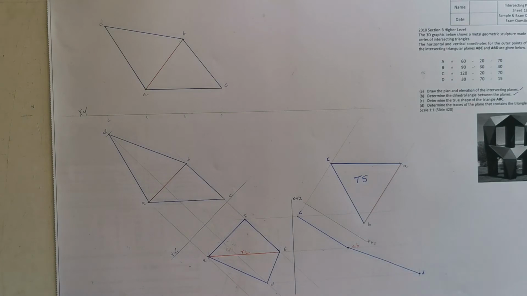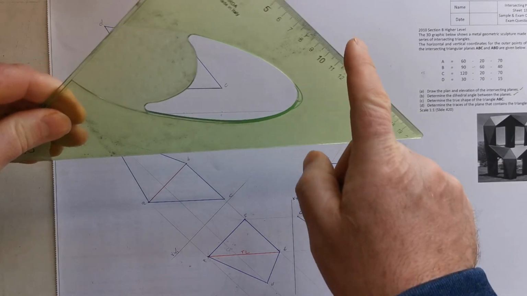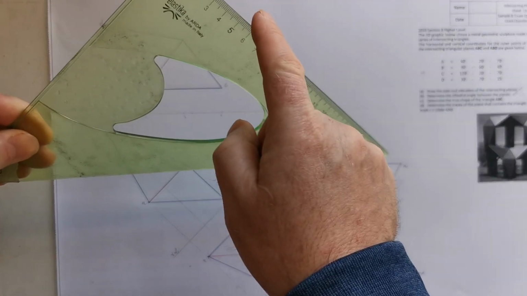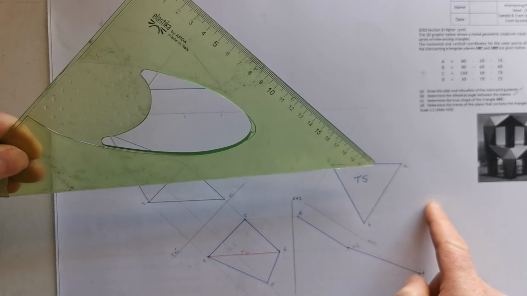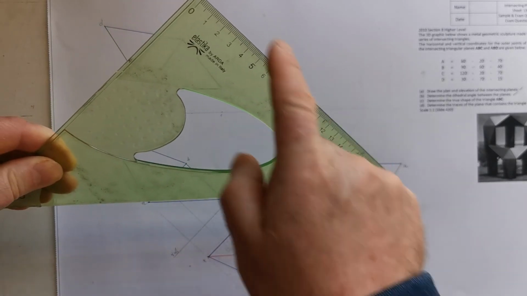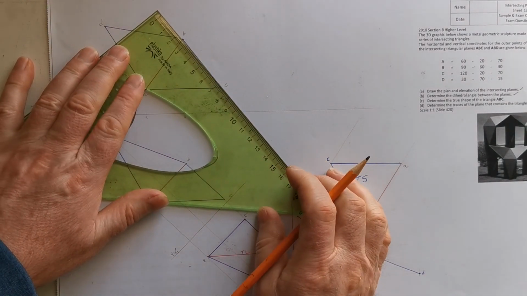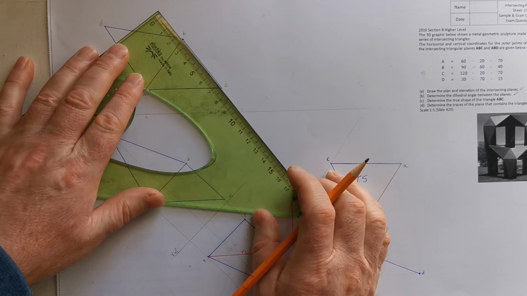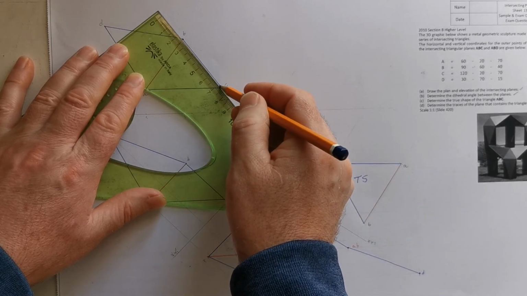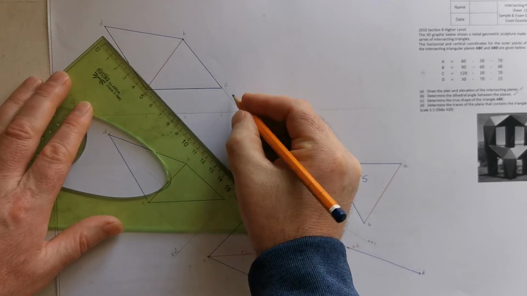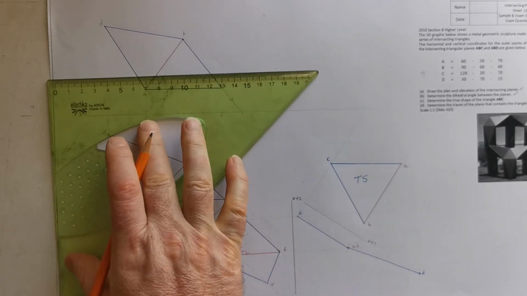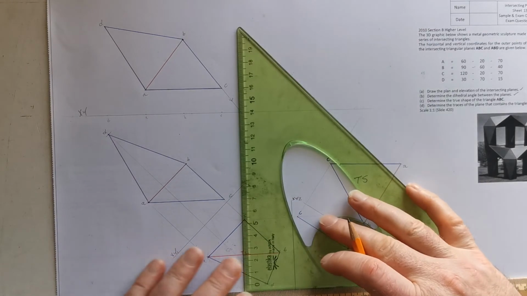Basically what they're saying here is ABC is a triangle that's hovering up in the air. It's like floating in the air. So if you extended that plane down to the ground, where does it cut through the horizontal plane? The easiest way to do this, and this is quite straightforward, is to extend BC down to the ground. That's where BC hits the ground. I'm going to project that down.